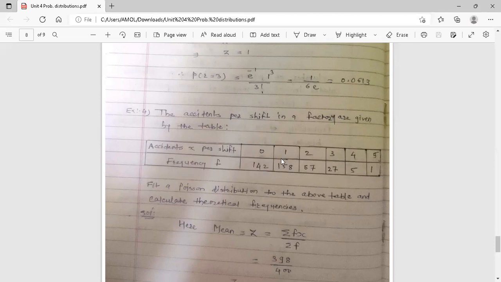140 times in a shift. First shift, 158 accidents. Next shift, 67 accidents, and so on. This frequency distribution is given, and you have to fit a Poisson distribution to the above table and calculate theoretical frequencies. This is your question: fit a Poisson distribution to the above table and calculate theoretical frequencies.